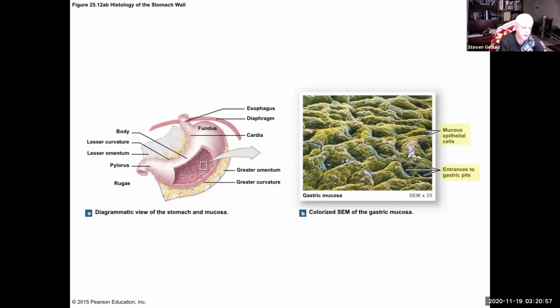You can see the mucous epithelial pits here. This is the entrance to your gastric pits. These are the areas deep down in the canals here. And those release cells that are going to continuously come up and replace the cells of the stomach as they're dissolved away. And you get this mucus lining that helps protect them from the acid produced in the stomach.